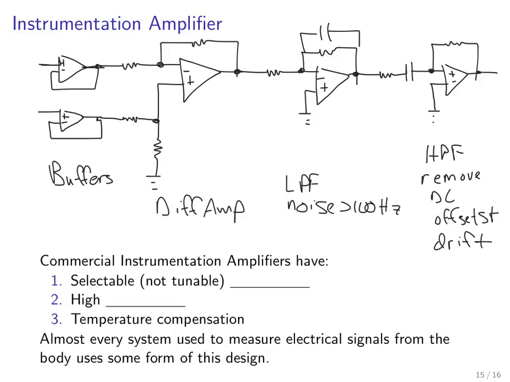Now, commercial instrumentation amplifiers will have selectable, though not usually finely tunable, gains. That is, you can select the gain based on the circuit design from among a finite list of fixed gains. They'll have very high common mode rejection ratio, and they'll have some form of temperature compensation circuit and also be mounted on silicon. So almost every system that's used to measure electrical signals from the body uses some form of this design, coupling some kind of high input impedance stage with a differential amplification stage, and then a series of filters.